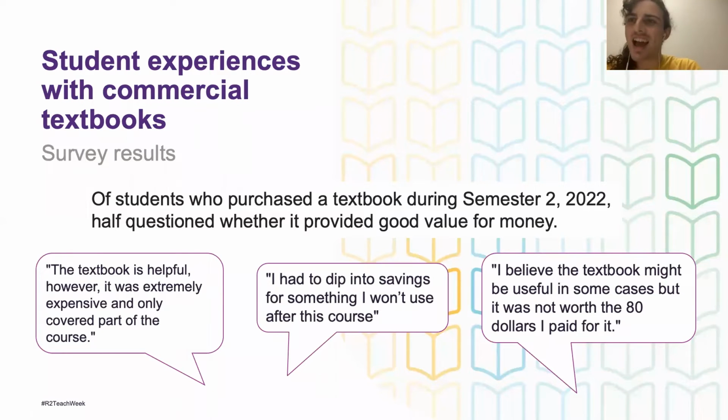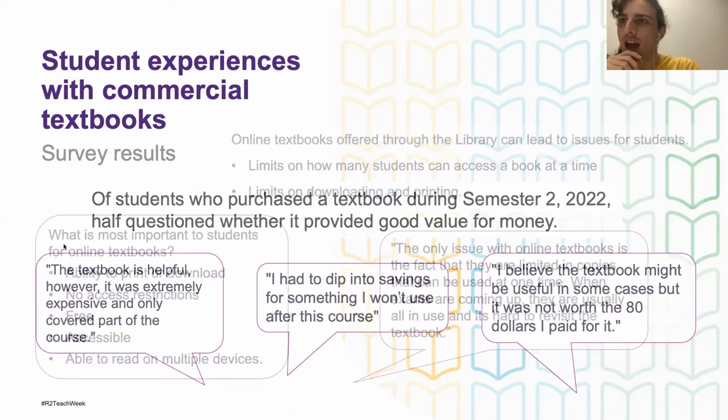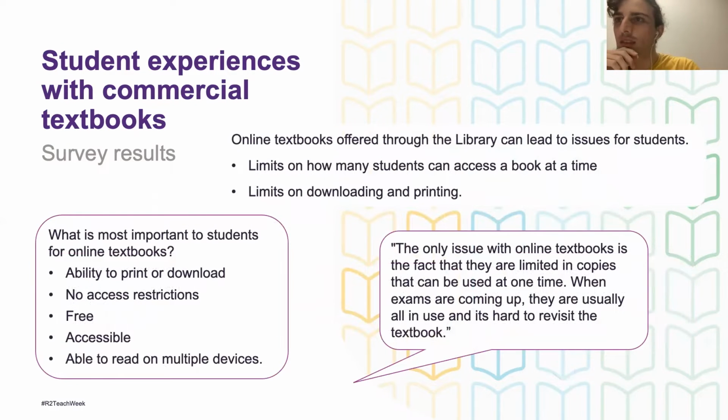Hello, everybody. If we move on to the next slide, you can see that currently the library does offer online textbooks that are able to be used. That's a wonderful first step from physical textbooks, but currently they do have a few issues. One is that there are limits on how many students can access a book at the same time. Another is that there are limits on downloading and printing.